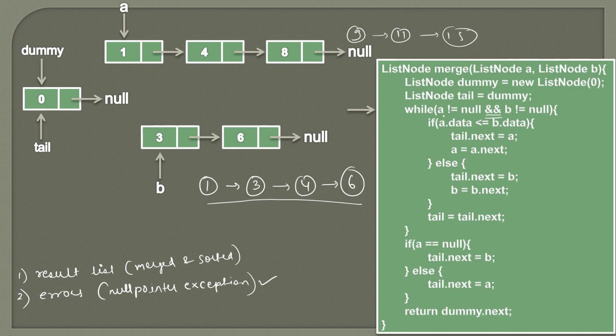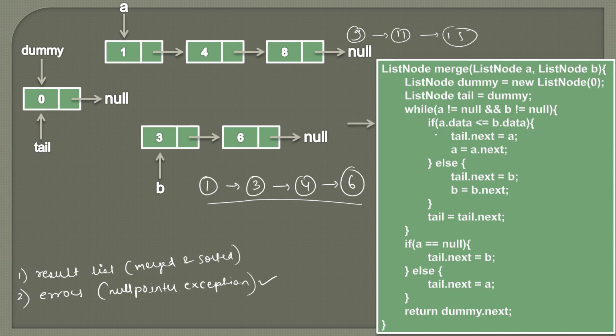So there would be a point when either of the lists can get exhausted. We will see this when we execute the while loop. So currently A is not equal to null, B is not equal to null. So the condition in the while block comes out to be true, so the while block will execute.